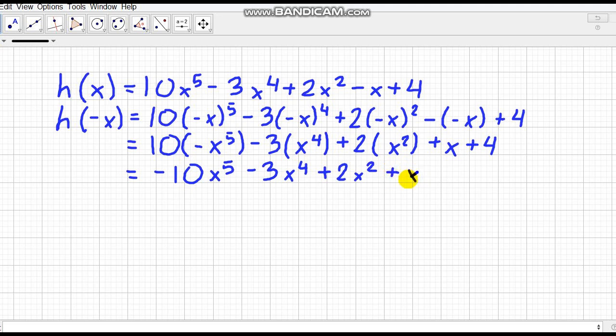Now let's check if all the terms have changed or there's no change. 10x raised to the 5th power has changed its sign. However, 3x raised to the 4th power has not changed its sign, as well as 2x squared. X, however, has changed. From negative x, it becomes positive x, but 4 didn't change. So there are some terms which changed and some which did not. So it is neither odd nor even.